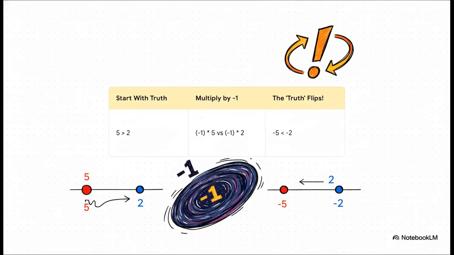Just picture a number line for a second. We all agree 5 is bigger than 2, right? It's further to the right on the number line. Simple truth. But watch what happens when we multiply both of those numbers by negative 1. The 5 becomes negative 5, and the 2 becomes negative 2. Now, which one is bigger? On the number line, negative 2 is way further to the right than negative 5. They literally swapped places in terms of which one is bigger. So to keep the statement true, we have to flip the sign. Negative 5 is now less than negative 2. That's all the flip rule is doing.